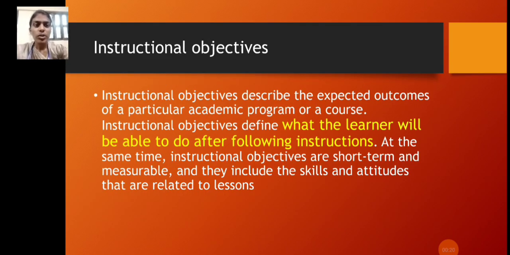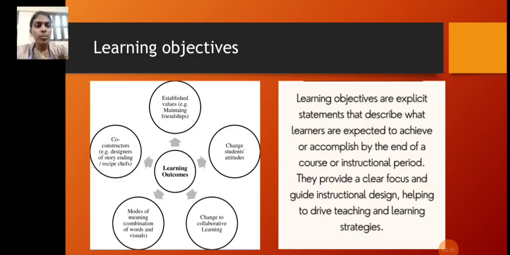First, we move into instructional objectives. It describes the expected objectives of what the learners should be able to do after following instructions. Then the learning objectives. There is a pie chart of the learning outcomes: change students' attitude, change to collaborative learning, modes of meaning, combination of words and visuals, like that.